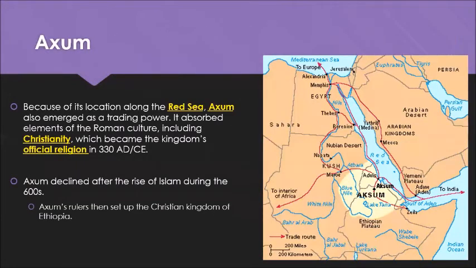Now, Aksum. This is on the east side of Africa. This is like the southern Red Sea region, as you see right here, the lighter shaded tan. All right, just north of Ethiopia.